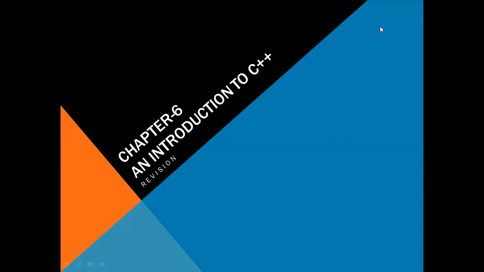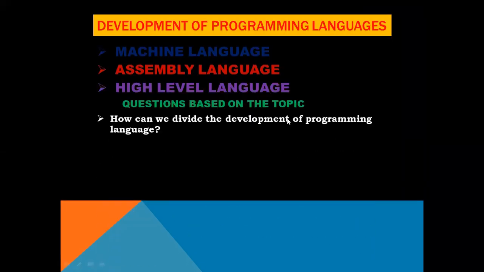So let us discuss, before starting with C++, the development of programming languages. Let us move to the next slide. Development of programming languages, right? So here, my dear students, as you already know, the development of programming languages is divided into three categories: machine language, assembly language, and high-level language.